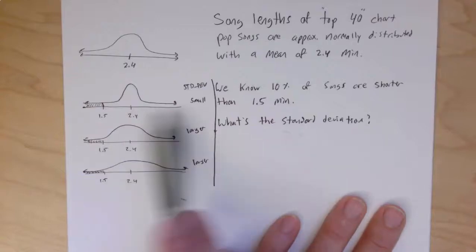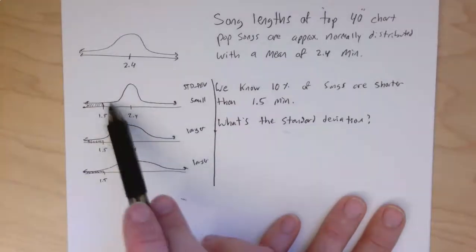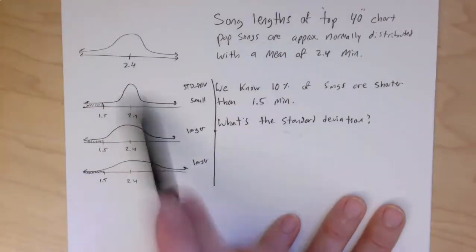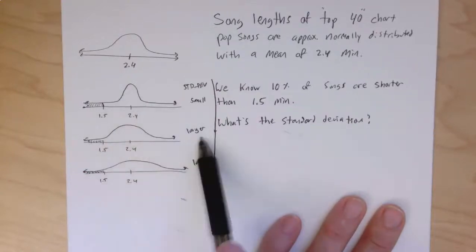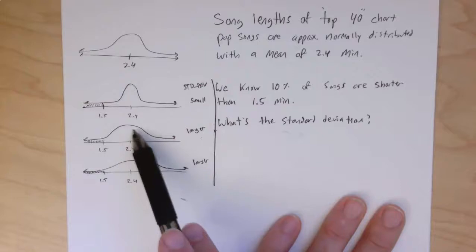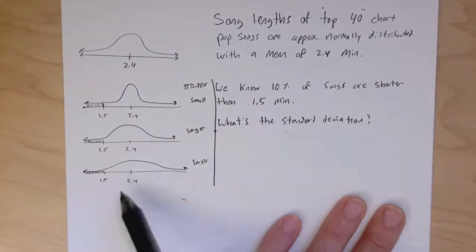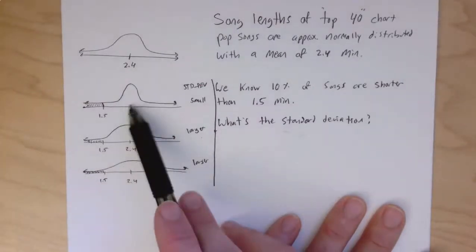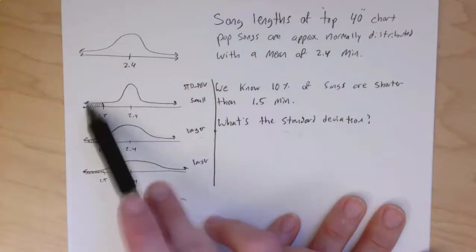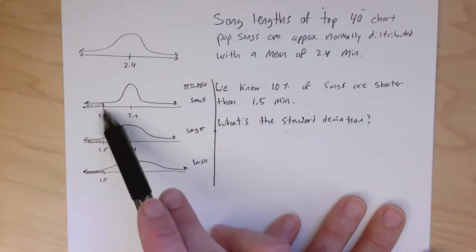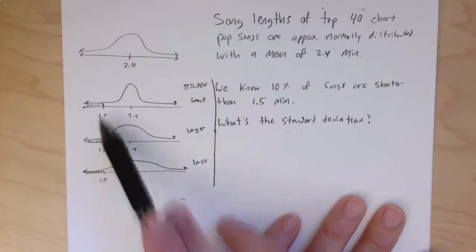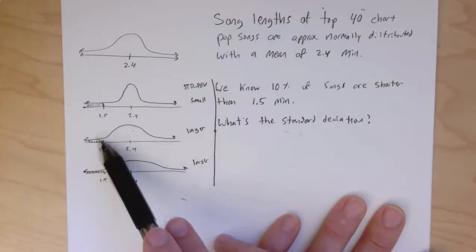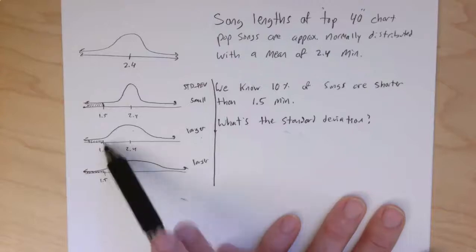So if you imagine a very small standard deviation, most of the data is centered around the mean because there's very little spread. And then as the standard deviation gets larger, that spread increases and increases. And so you'd expect that with a small standard deviation, a very small amount of data is going to be less than 1.5 minutes. But as the spread increases, this area should be larger than this area, and this area should be larger than that area.